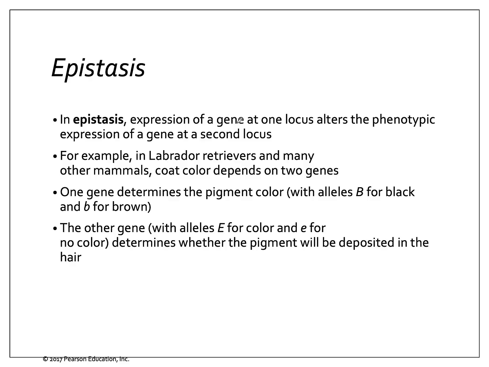Epistasis is where one gene alters the expression of a different gene at a different spot. So let's say we have two different chromosomes. There's maybe a gene over here. So for example, in Labradors, we have a gene for pigment color. So this might be big B.